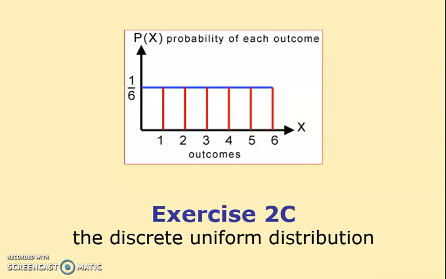Hello there, sir. Exercise 2C for Year 12 mathematicians, looking at the discrete uniform distribution. And this sounds a bit easy, to be honest, when you look at it first of all. For instance, one example of the discrete uniform distribution is what happens when you roll a die.